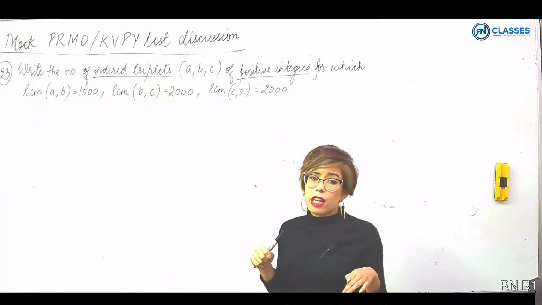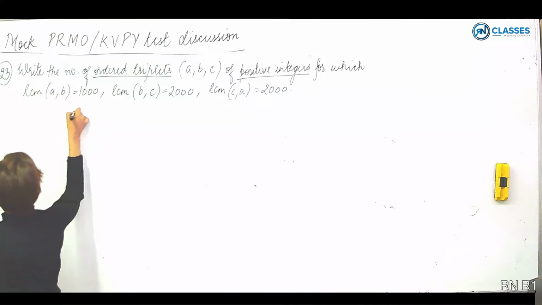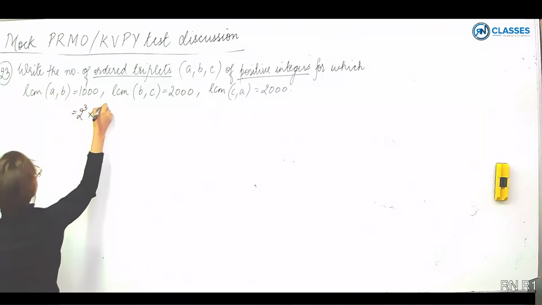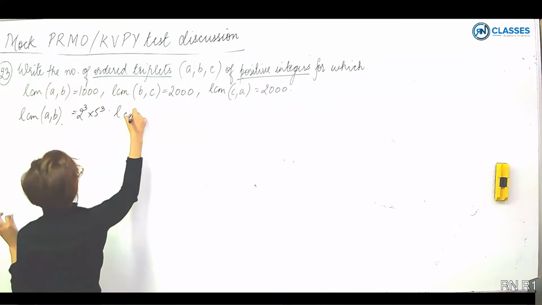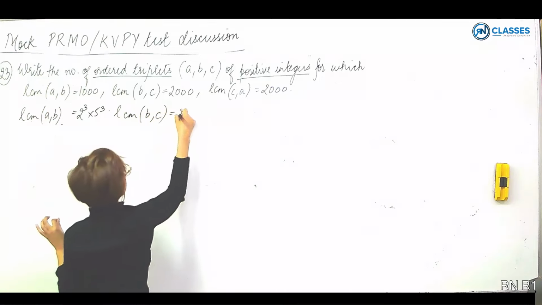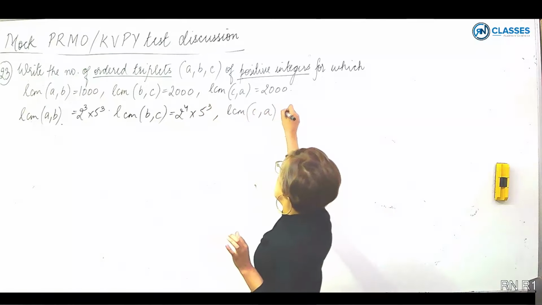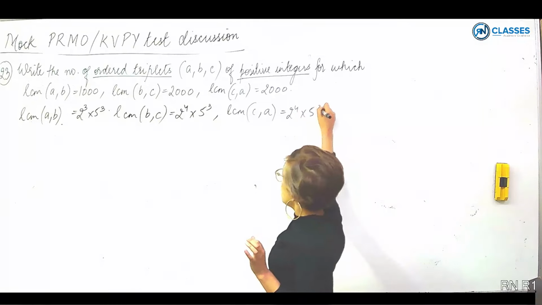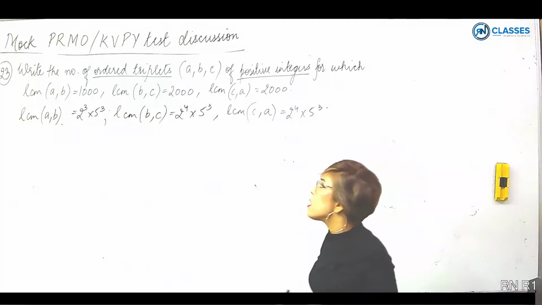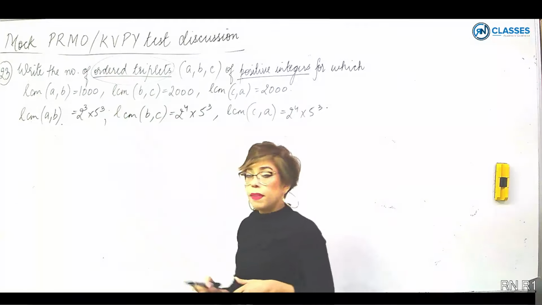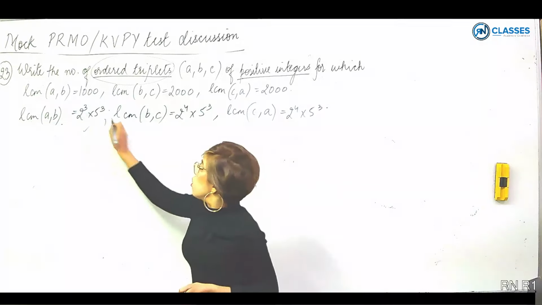Now since LCMs are getting involved, I think we should just write the prime factorization first. So this would become 2 cube into 5 cube, LCM of a, b. And LCM of b, c is nothing but 2 raised to 4 into 5 cube. Then LCM of c, a is nothing but 2 raised to 4 into 5 cube. Since LCMs are getting involved, it's better to write the prime factorization. Now he says, how many ordered triplets are there which satisfy all these three conditions?